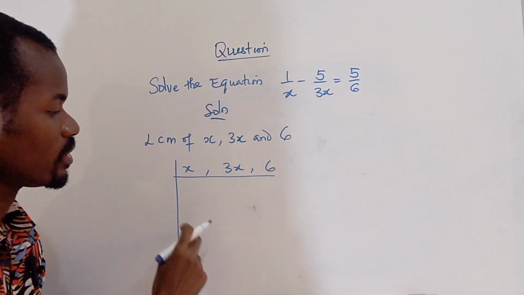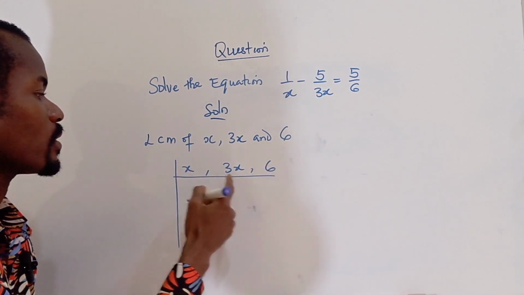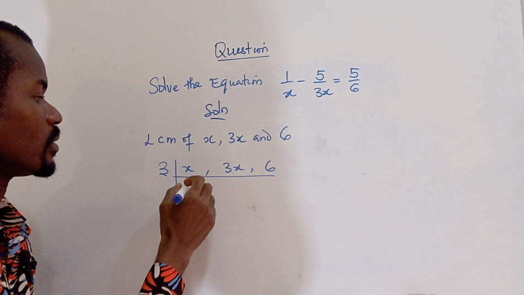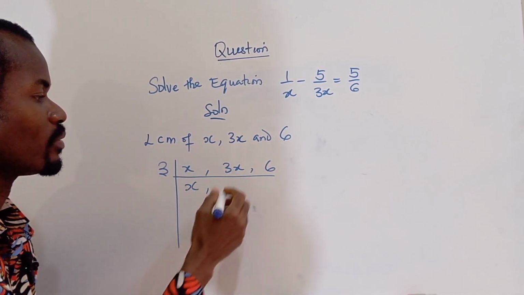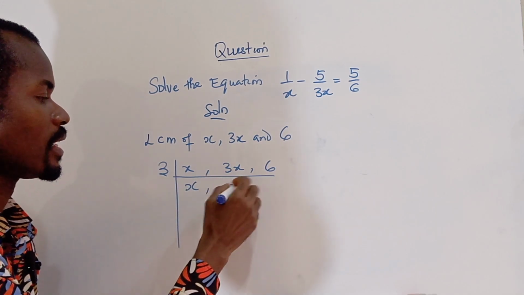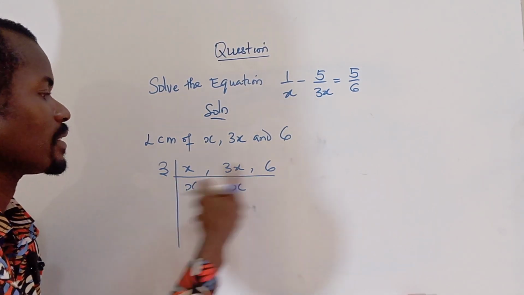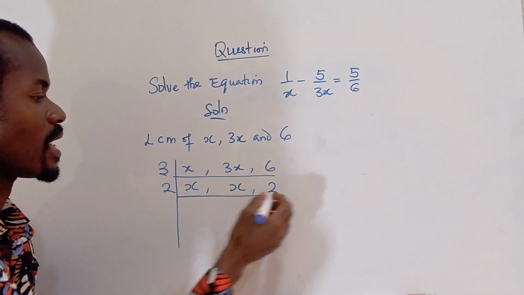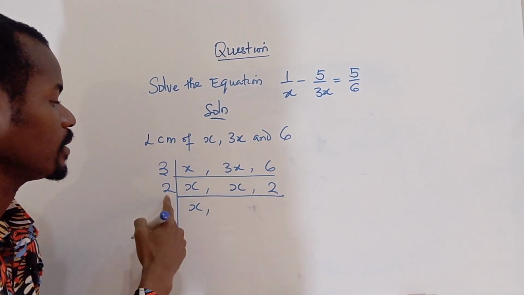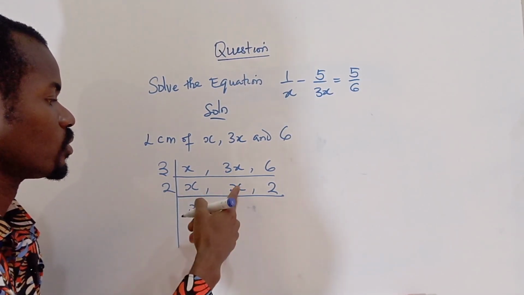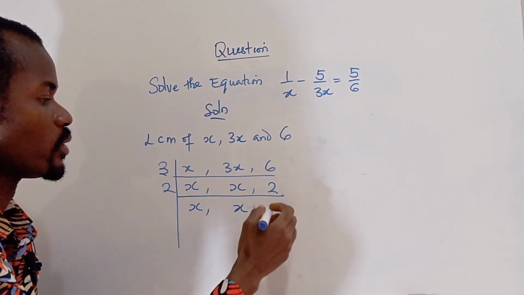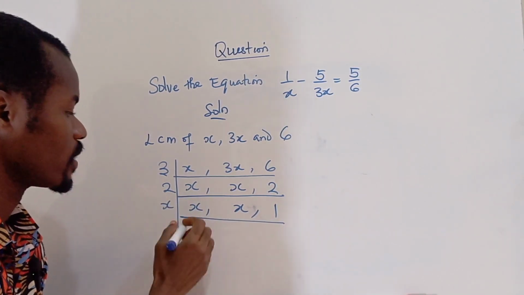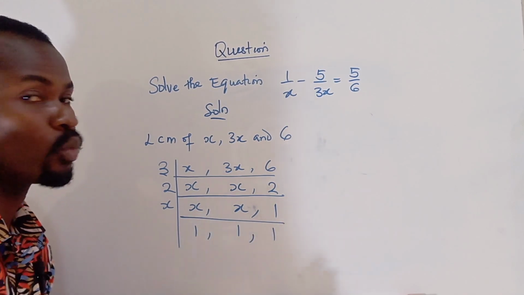Now we're going to reduce all this to 1, 1, 1. So let's start with the numbers. This is 6, this is 3. So what is common is 3. So 3 divide this, we're left with x. 3 divide 3x, x comes out. And 3 divide 6, we have 2. Now still on the numbers, we can go for 2. So we have x here. 2 divide this, x is left. 2 divide this, x is left. 2 divide 2 is 1. So finally, we are going to divide with x. That will give us 1, 1, and 1.